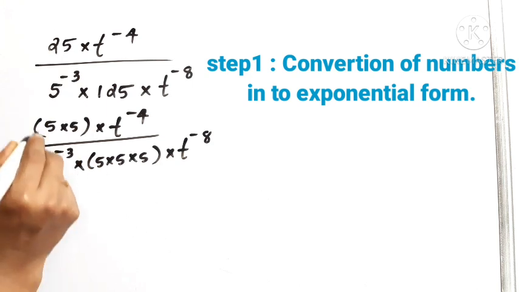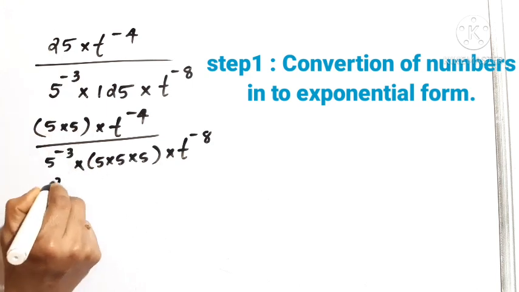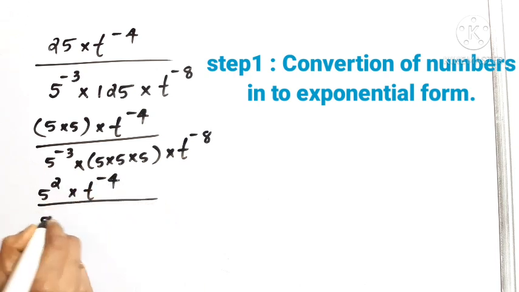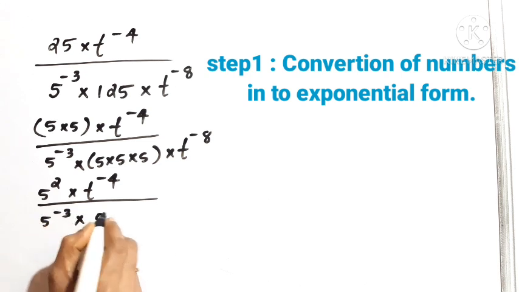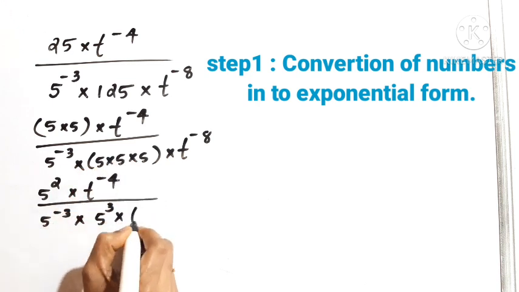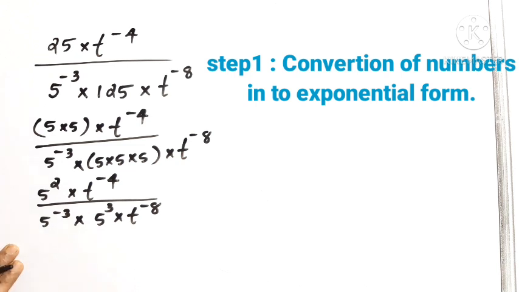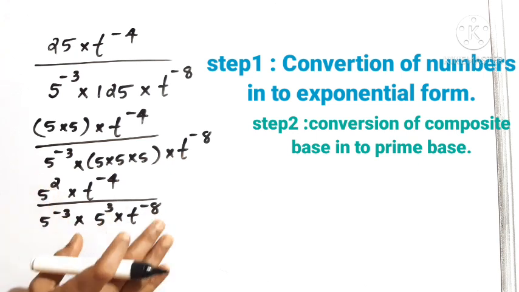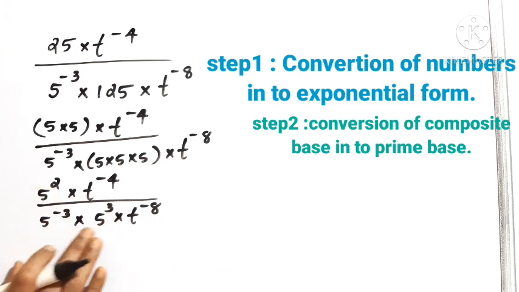Listen, children, next step, 5 into 5 is 5^2, no? Into t^(-4), all divided by 5^(-3) into 5^3, no? 5 three times, into t^(-8). Now we have only exponential forms here. Next we have to check bases. Here 5, 5, 5. Prime bases, right? If there is any composite base, you should convert into prime base. Here no need for further change. Why? Because here we have only prime bases, right?